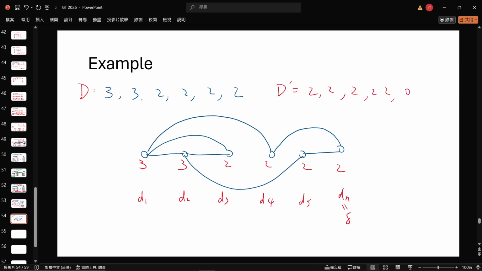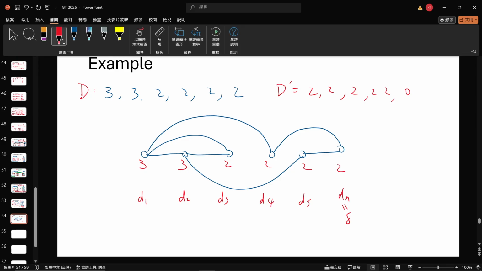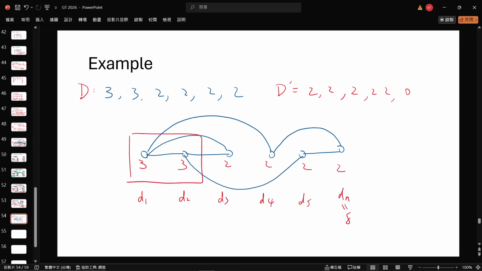Because ideally, for case 1 to hold, the 2 neighbors for this guy should be these 2. But in this example, you can see that this guy is adjacent to this, and they are not in this red box. So we need to make sure that V6 is adjacent to V1 and V2.